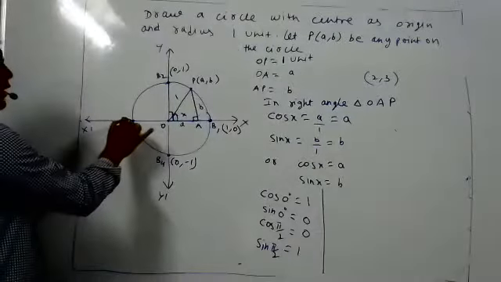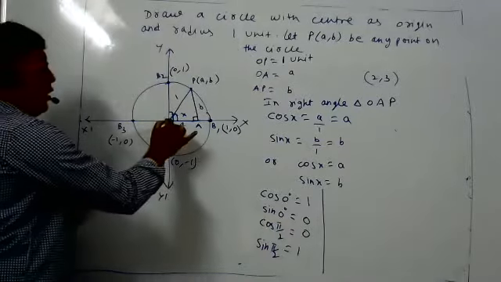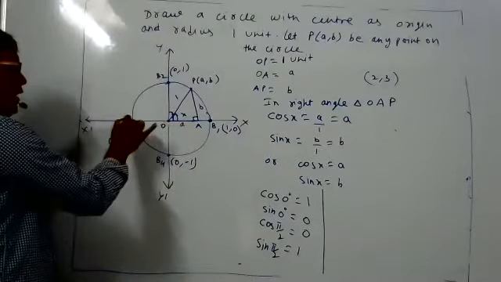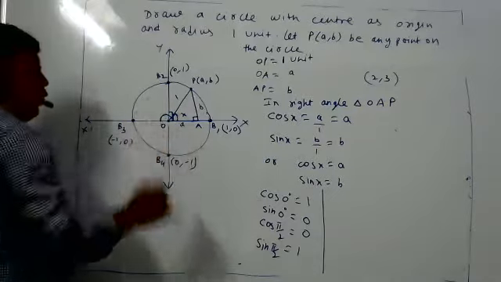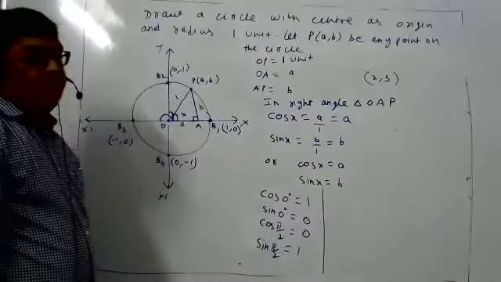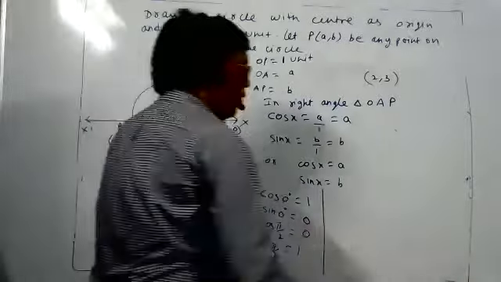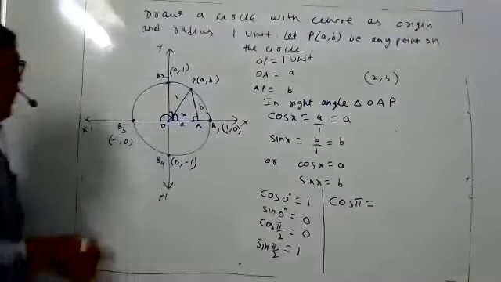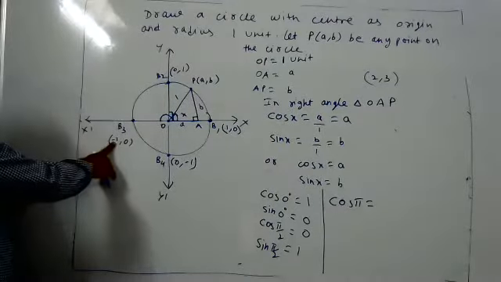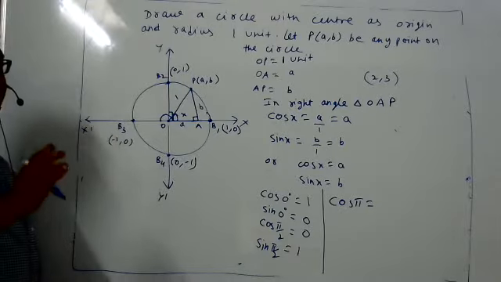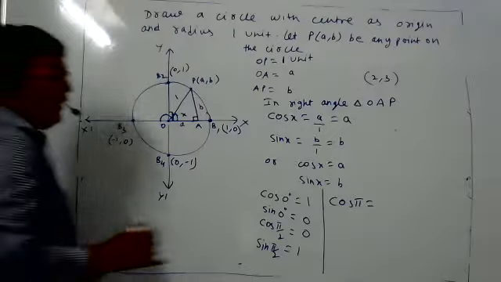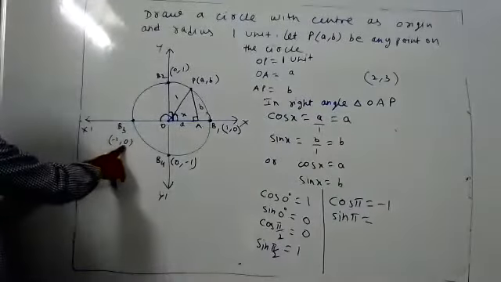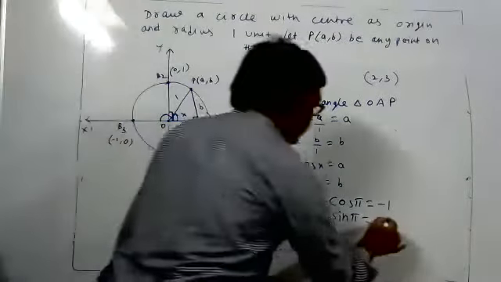Now coming to B3. Initial side is along the positive x-axis and terminal side is along the negative x-axis. B3, how much angle? 180 degrees. 180 degrees is called how much radian? Pi radian. Cos pi, but cos theta means x coordinate, which is -1. Cos 180 degree value is -1. Sin pi how much? 0, since sin theta value is the y coordinate, 0.